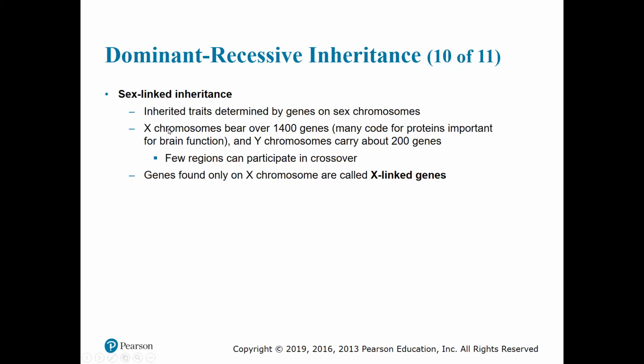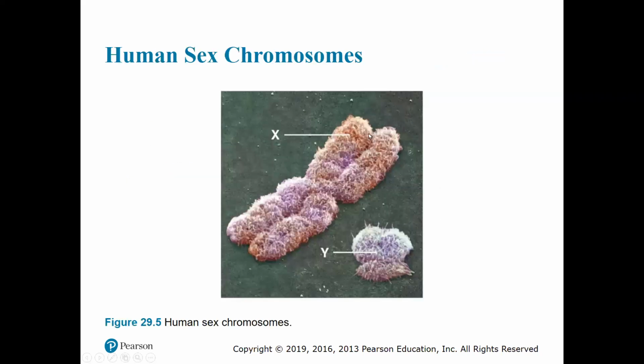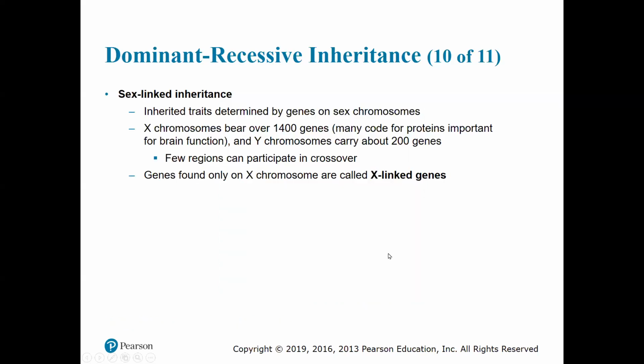So your X chromosome has tons and tons of genes on it, encodes for lots of proteins that you need for brain function and for quality of life. Your Y chromosome carries much less. And you'll actually see here, the X chromosome looks much more like what we expect a chromosome to look like, and the Y chromosome is much smaller in its appearance. And so that's why it encodes for less genes. It's just a physically smaller chromosome. Because of that, fewer regions can participate in crossover.